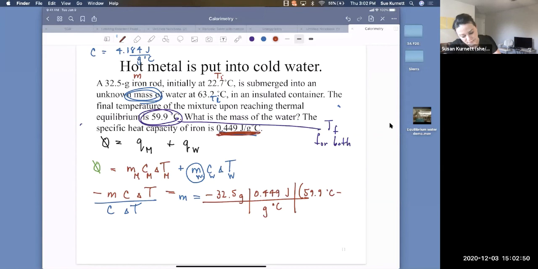Oh my gosh, I just realized my colors are backwards because it was hot water, cold metal. I'm so sorry about that.